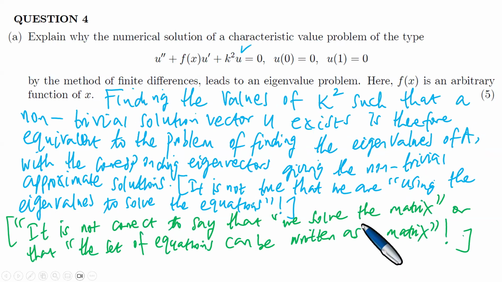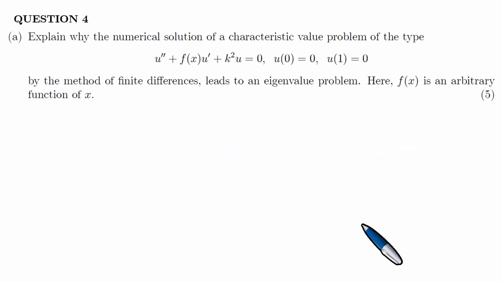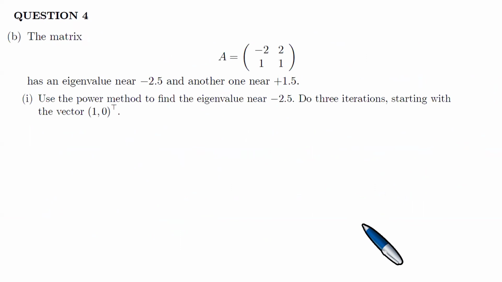But first, we look at the following questions. Now, we want to look at how we study matrices in this module, but also how we use them, because we spoke about matrix equations and how we use them to solve certain problems. Now, the matrix A, which has the first row minus 2 and 2, the second row 1 and 1, has an eigenvalue near minus 2.5, and another one near 1.5. Use the power method to find the eigenvalue near minus 2.5. Do 3 iterations starting with the vector 1, 0 transpose.